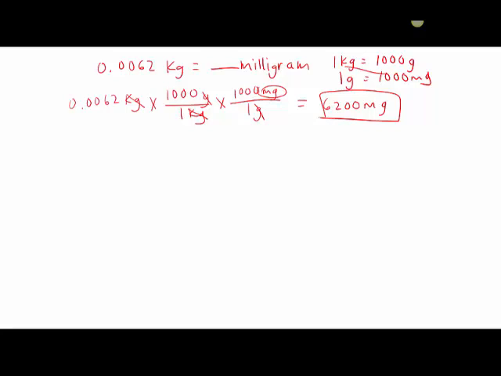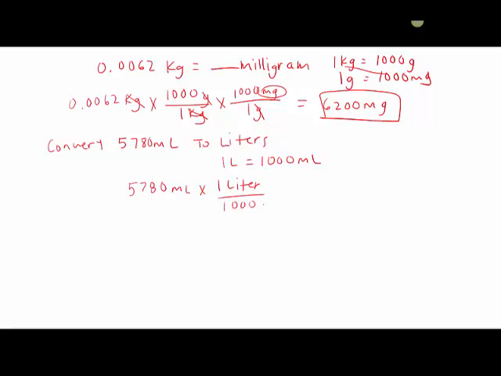All right, so what if we had something like convert 5780 milliliters to liters? Okay, so 1 liter equals 1,000 milliliters. So that's going to be, oh, this should be 5780, sorry. 5780 milliliters times 1 liter divided by 1,000 milliliters. And that's just going to equal 5.78 liters.